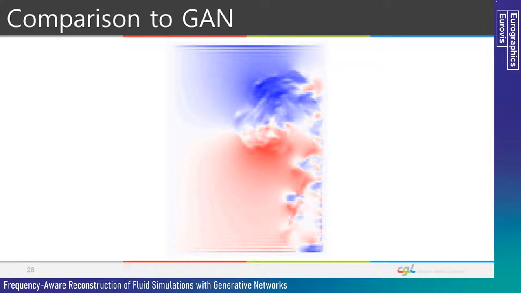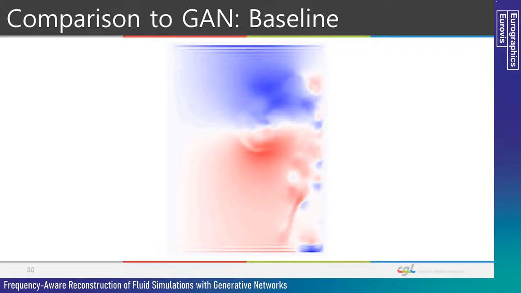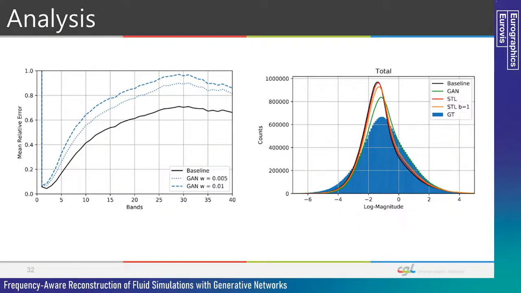We also compare against a PatchGAN variant of a generative adversarial network. Here you see one of the results. This is the corresponding ground truth data, and this is the baseline reconstruction. As we can see, the GAN is able to produce high frequency data, but it does not match the ground truth data accurately, whereas the baseline only produces low frequency data, but it actually matches the ground truth. This also shows in the mean relative error, where the GAN has a higher error over all bands because it just does not match the ground truth data.